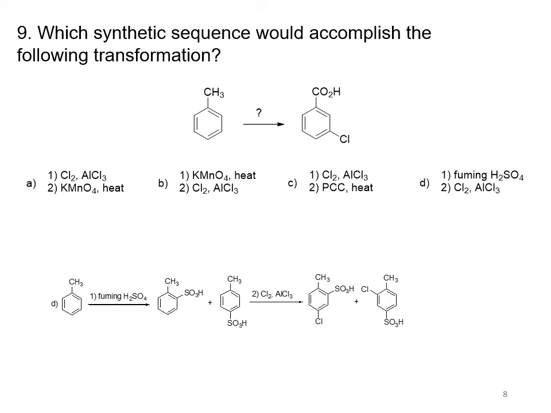And the fuming sulfuric acid, that one would actually accomplish sulfonation, a mixture of ortho and para-sulfonations of toluene, and then chlorination would introduce an additional chlorine atom. That's a completely different compound, so that's not correct. So obviously the correct answer is B.